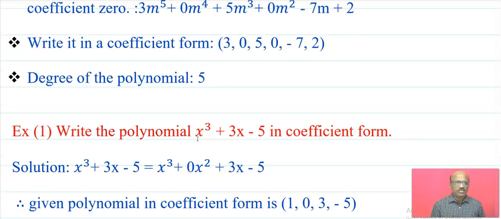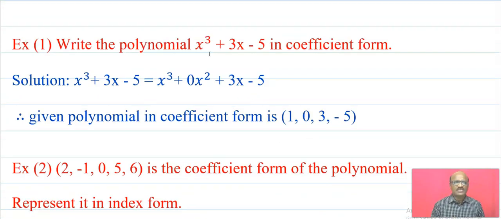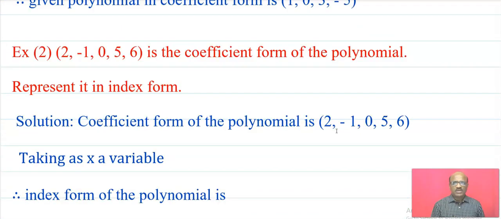Next, write the polynomial x cube plus 3x minus 5 in coefficient form. See which term is absent there? The square term is absent, that is the exponent 2. So x cube plus 0x square plus 3x minus 5. Therefore, the coefficients are 1, 0, 3, minus 5. What about the next?